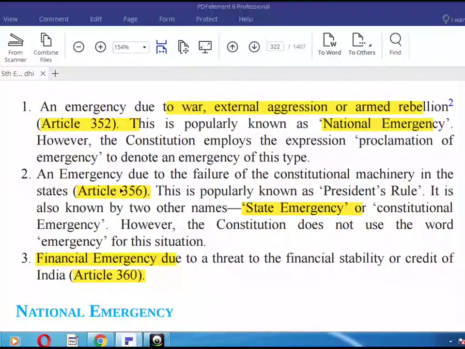The state emergency is the emergency due to failure of constitutional machinery in the states, popularly known as President's Rule. And financial emergency is due to threat to financial stability or credit of India. The Constitution, however, employs the expression 'proclamation of emergency' for an emergency of the first type, that is, the national emergency.